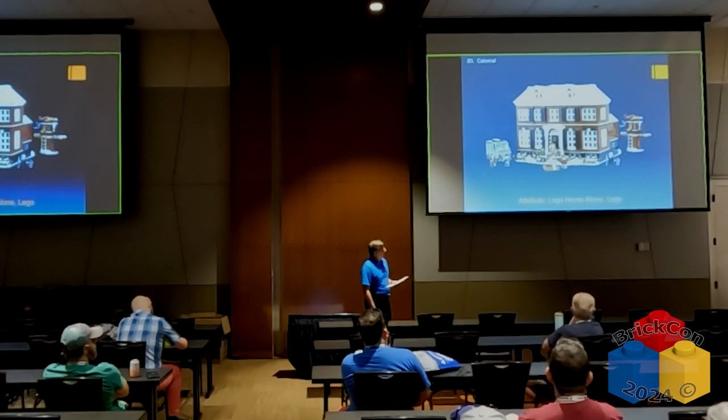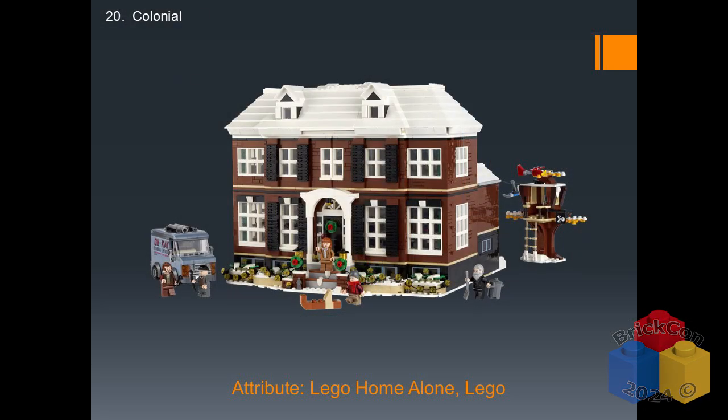So colonial, U.S. colonial, 1600s, 1700s. Colonial is primarily residential in nature. It's also called salt box, Cape Cod, French colonial, Spanish colonial. Usually includes symmetrical construction, square or rectangular shapes, 2 or 3 stories, like the Home Alone house. Fine example of colonial.